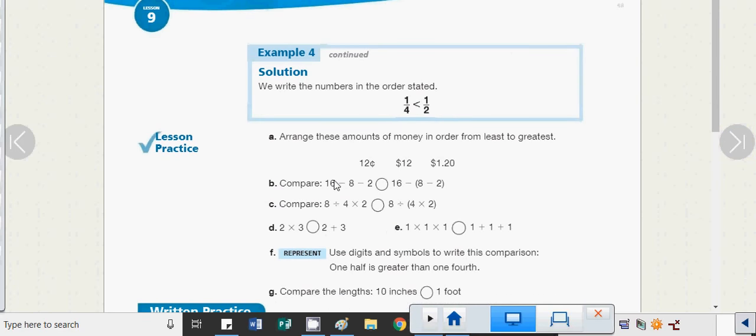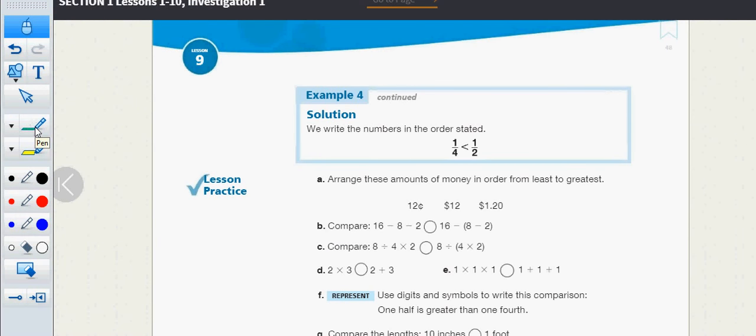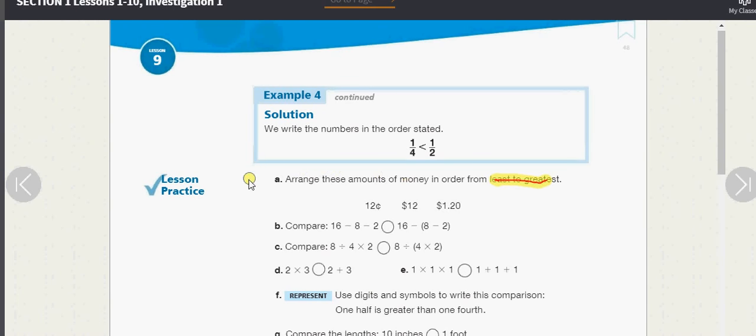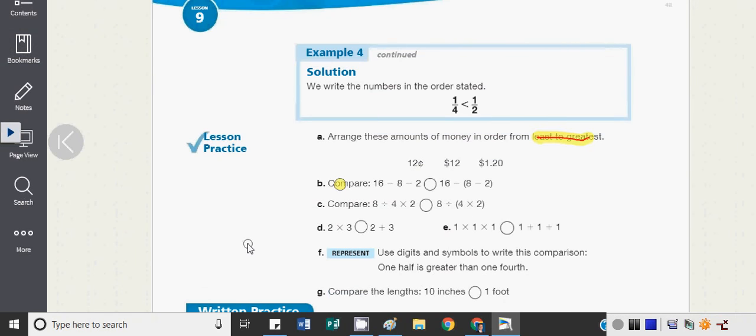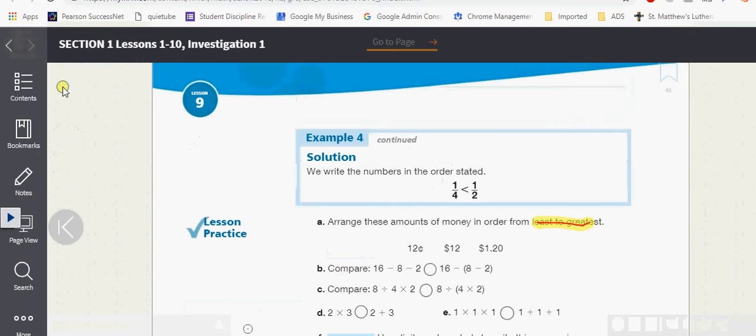So you've got some lesson practice. Arrange the amounts here. Make sure you remember to do it least to greatest. And then for comparing, pick B or C, and then do F. So we're doing A, B, or C, and F.